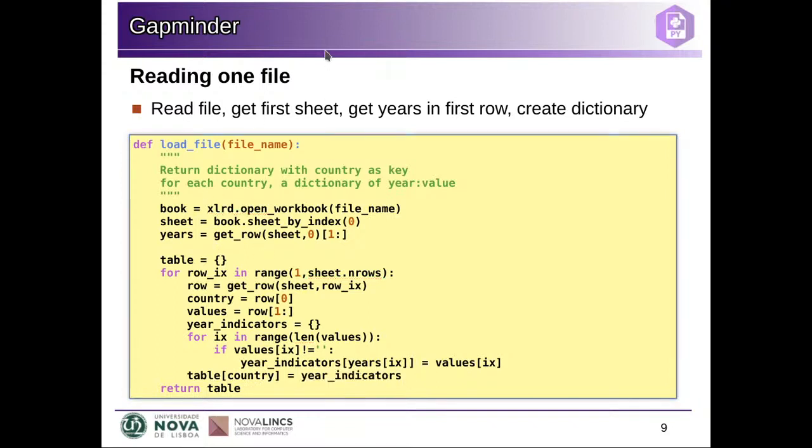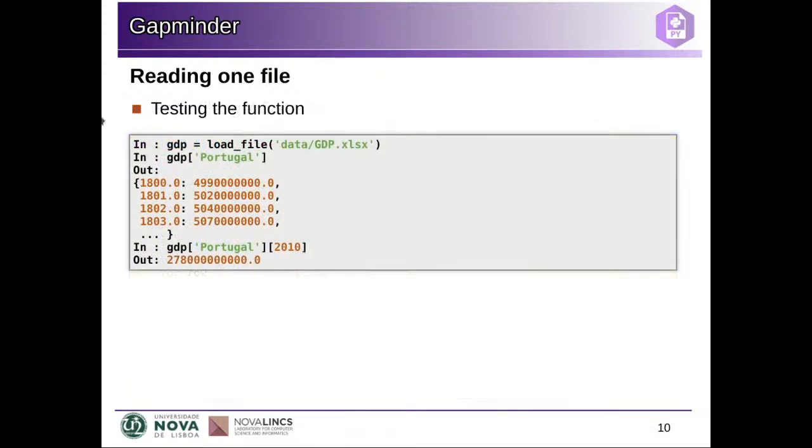So this is how we can read the data from the Excel file and create this structure in memory. And now we can test this. So let's read the GDP file. We have our files in this data folder. The data folder is under our working folder. So we have the Python scripts in a folder and a subfolder called data with the Excel files. And we're going to read this GDP Excel file.